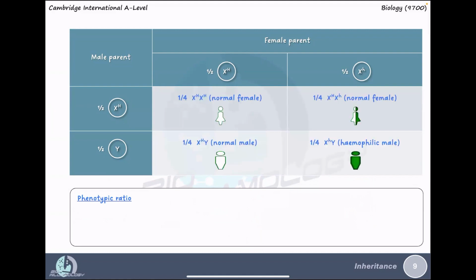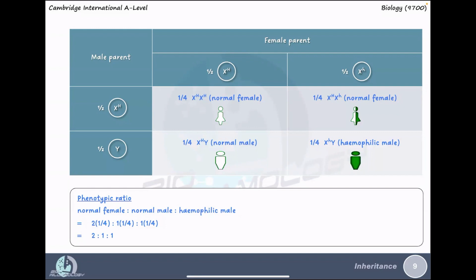So we can see that there is a 25% chance that the male offspring, the son, inherits the disease, which is a hemophilic male in this case. Even though the female is heterozygous, X capital H, X small h, she herself is still normal. So you won't be able to get a typical 3:1 ratio anymore. You can see normal female to normal male to hemophilic male in a probability ratio of 2:1.